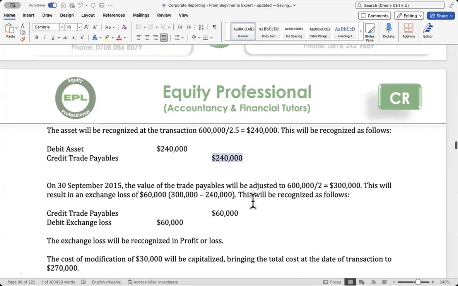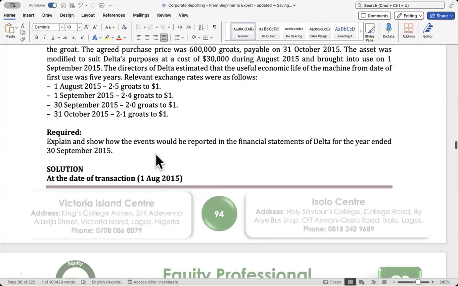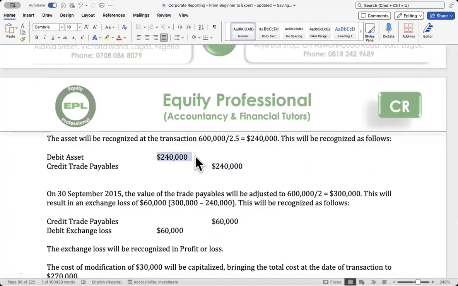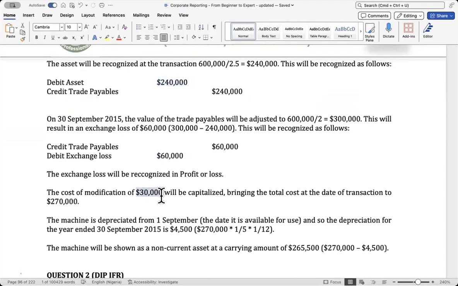And that is it. But as far as the asset is concerned, we don't have to change this 240, because I told you a non-monetary item that is measured at historical cost will be translated at the historical rates. So this 240 for assets remains 240. But because we incurred modification cost of 30,000, that will be capitalized because it's a directly attributable cost. That will bring our total cost to 270, right?